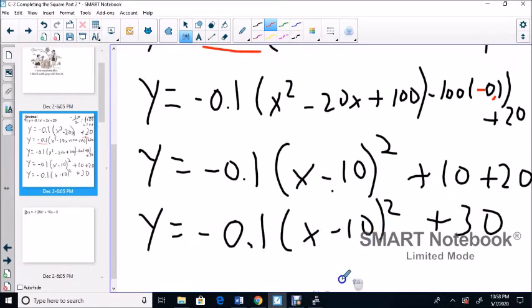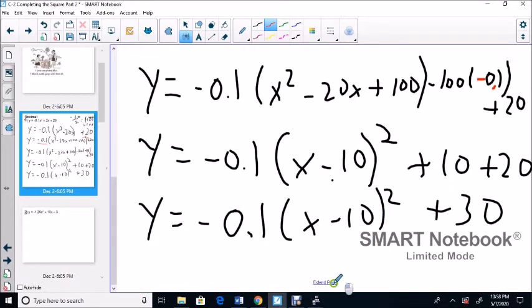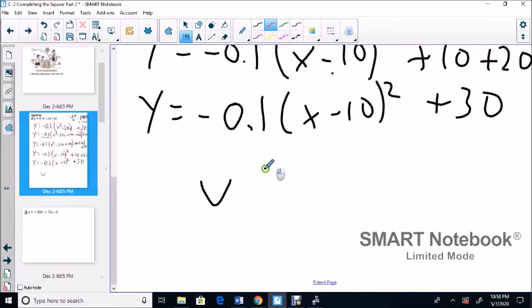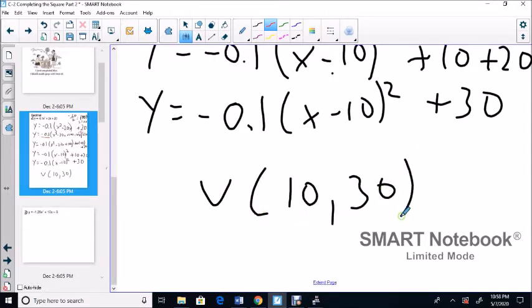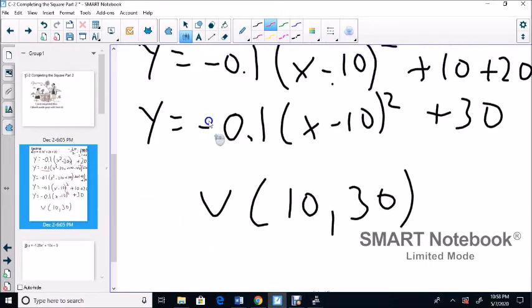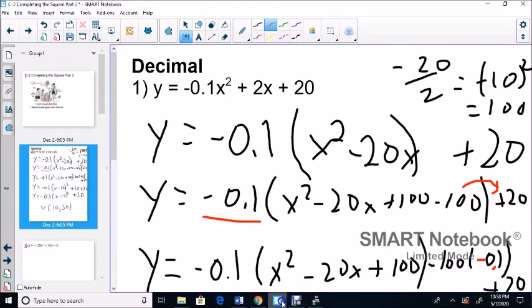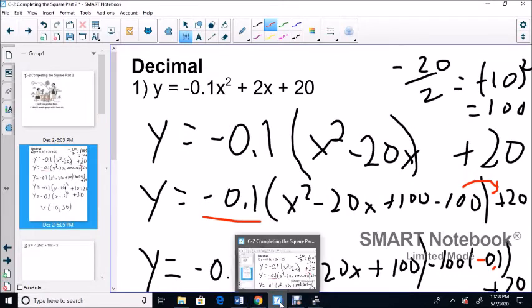So my vertex for this one, my vertex here, is positive 10, comma 30. My step pattern is negative 0.1, which opens down. Okay, let's just graph this on my software. I do have some software here. We'll open that just to see how it looks on the computer software.